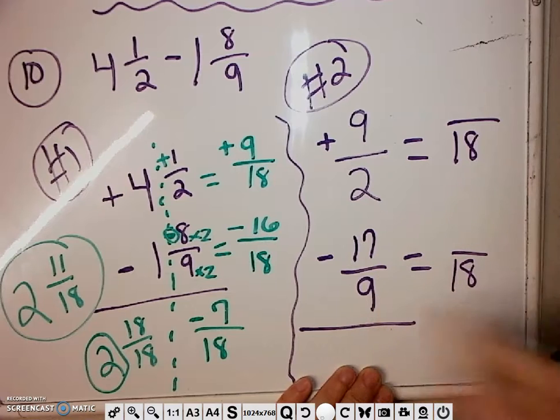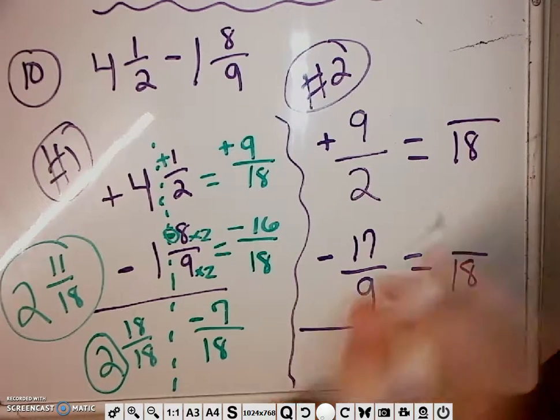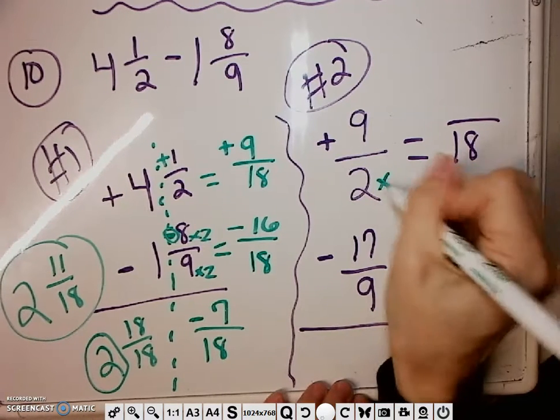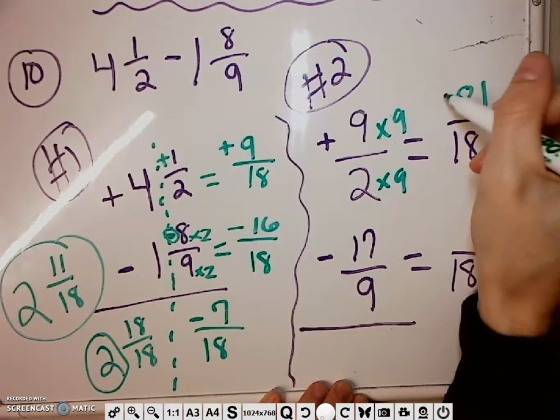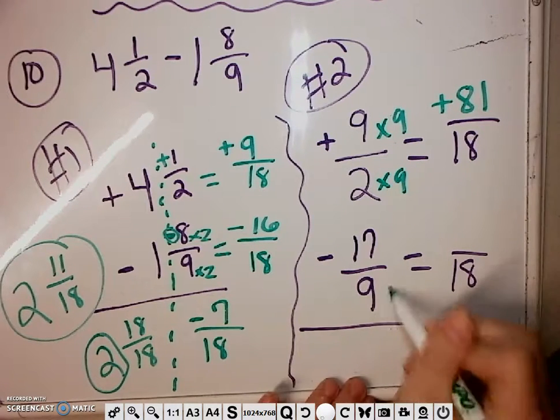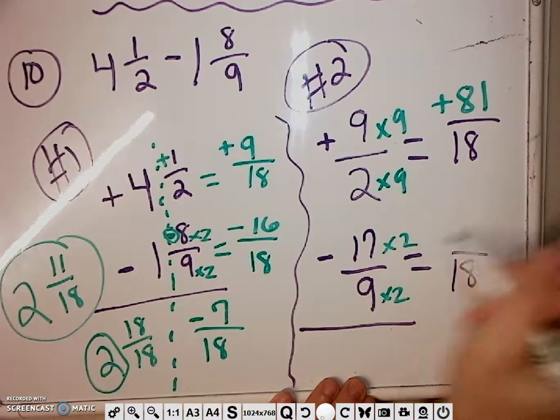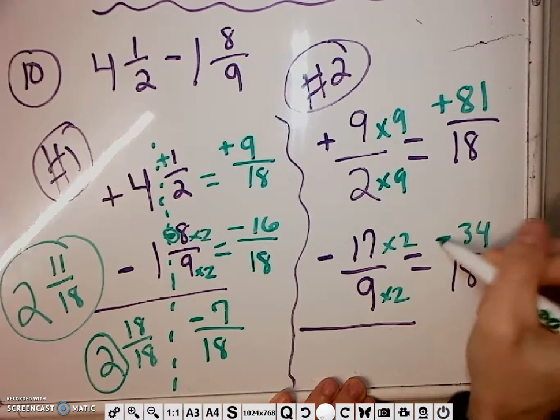Now, I'm going to find a common denominator, which is 18. 2 does not go into 9, so I skip count, and it leads me to 18. Okay? So now 2 times 9 is 18, so 9 times 9 gives me 81, positive. 9 times 2 is 18, so 17 times 2 gives me 34, negative.